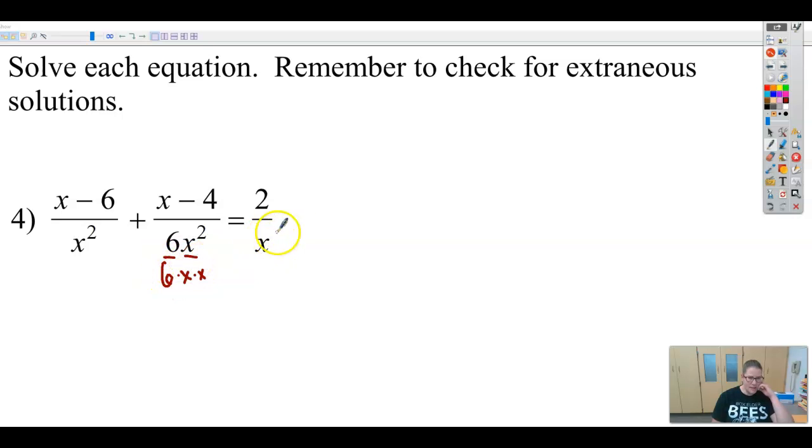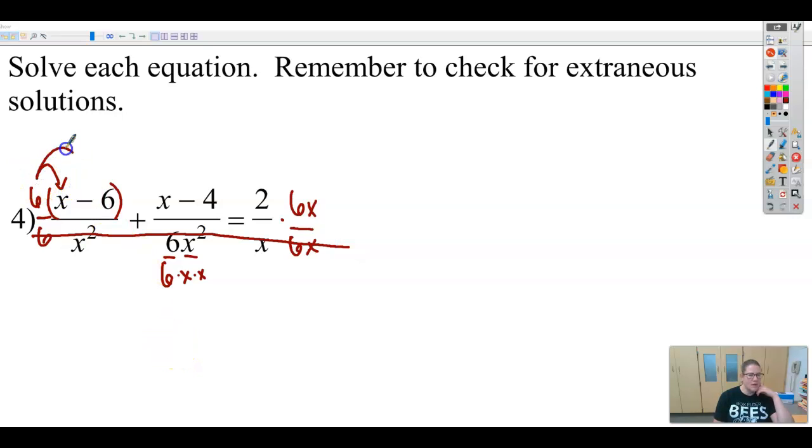So I've got 1x here, which means I'm going to have to multiply this one by 6x over 6x. This one is missing the 6. Remember, if I multiply this top by 6, I've got to multiply it by everything there. So put parentheses around there. So now I've got 6x squared all the way across the bottom, so I can just cancel those out.